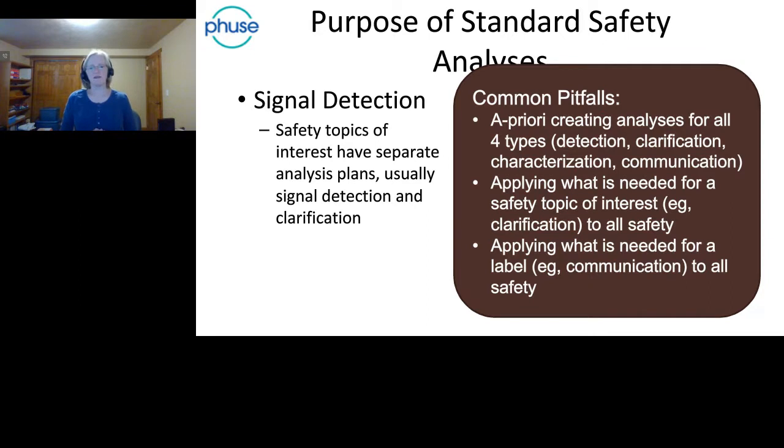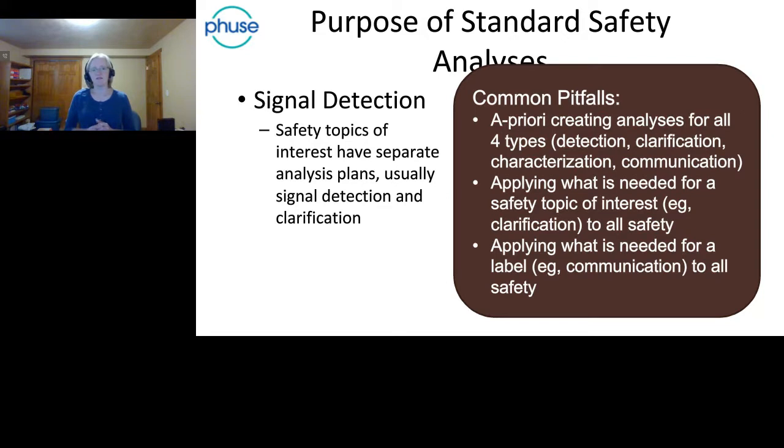Common pitfalls are creating analyses a priori for all four types of purposes, right? Detection, clarification, characterization, communication. You want to start with detection and only do clarification, characterization, communication when needed. A lot of times we mix those up and we end up with way too high a volume for signal detection. Another thing we commonly see is applying what is needed for a safety topic of interest to all of safety, right?